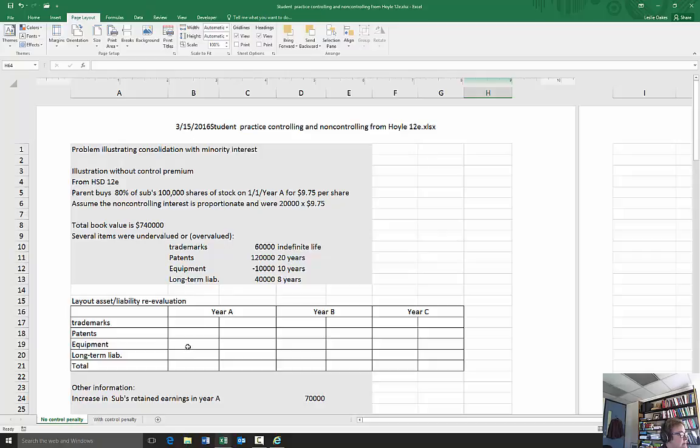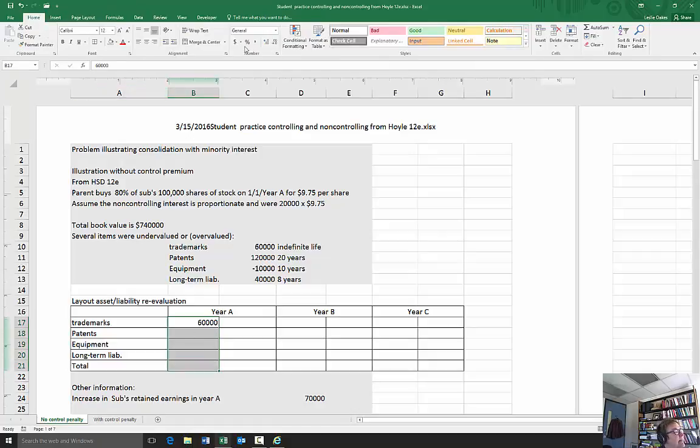Look at the differences. So in this case, we have 60,000 as a beginning balance in the trademarks. The patents, 120,000. The equipment needs to be decreased, and we have 40,000 additional adjustment to the long-term liabilities.